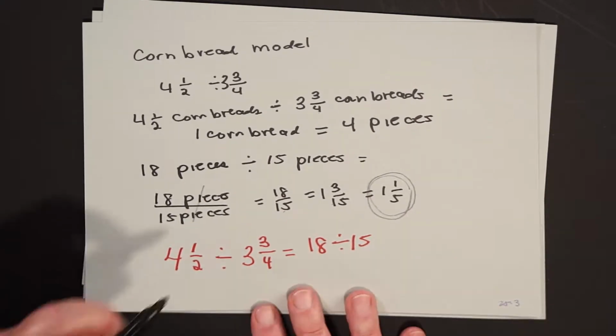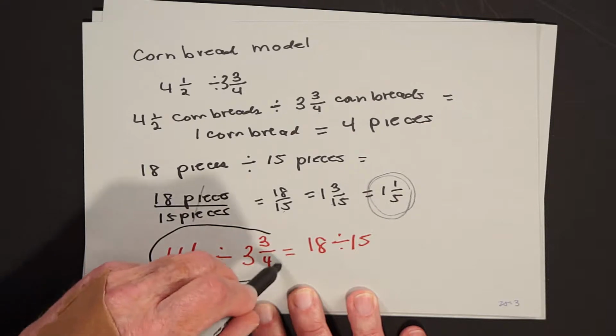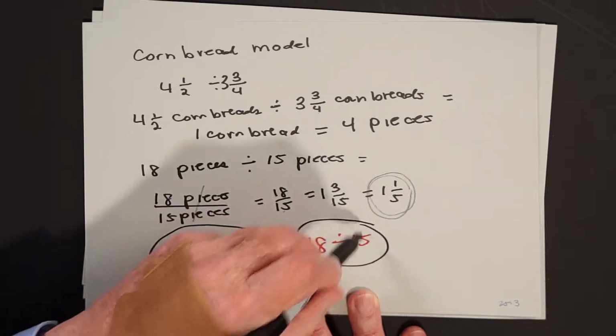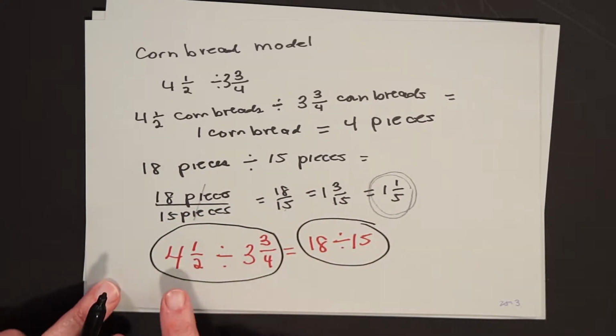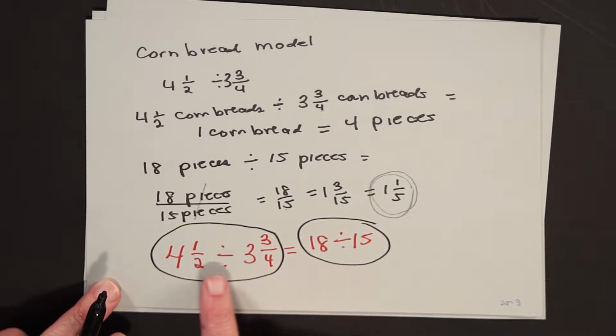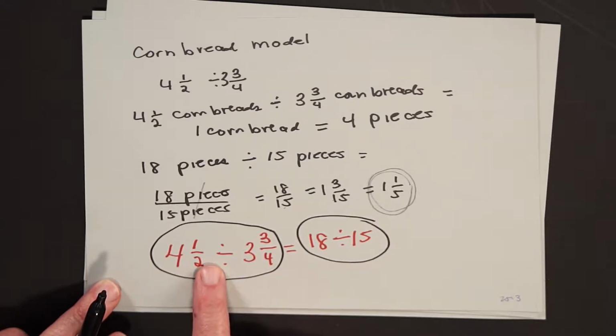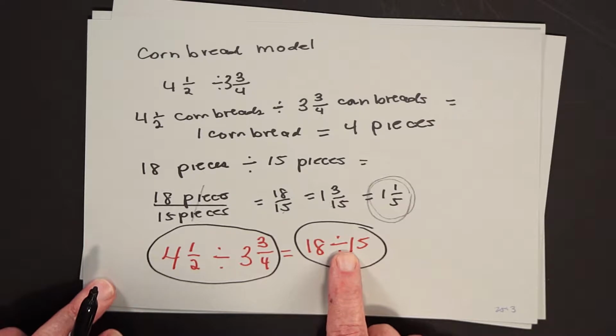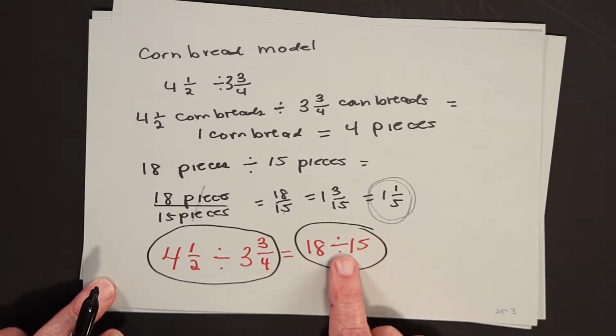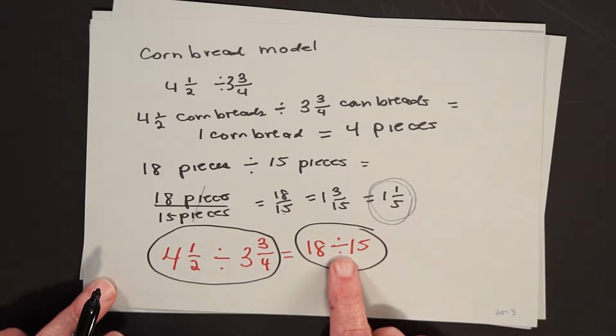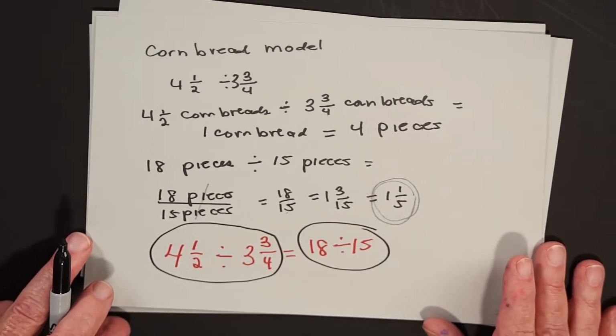Here's the beauty. If this problem here bothers you, but this one doesn't, it's a language problem, because this is the problem stated where the implicit noun is cornbreads, and this is the same problem stated when the implicit noun is pieces of a cornbread, where a piece is one of what it takes 4 of to make the whole cornbread.